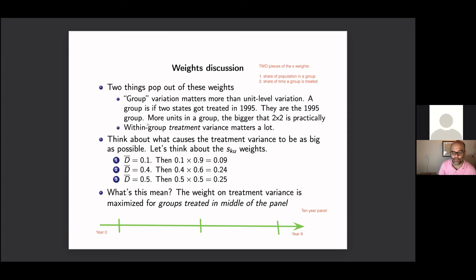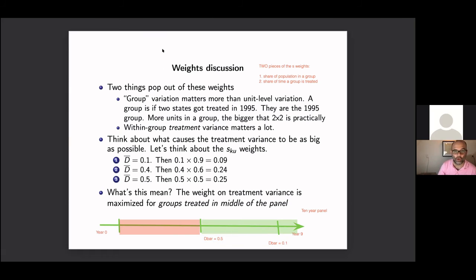So D bar 0.1, that would be right here. That'd be a D bar of 0.1, because they're only spending this much time in treatment, and they're spending this much time in the control. So they're only spending 10% of the time treated. Versus this much time untreated and this much time treated. That would be a D bar for that group of 0.5.